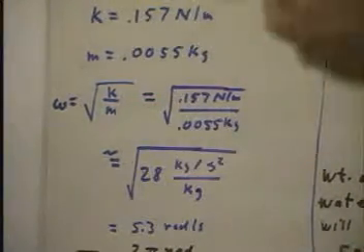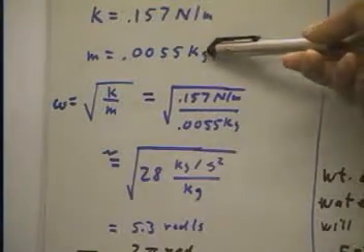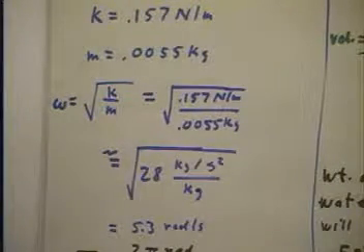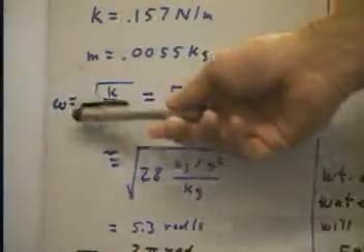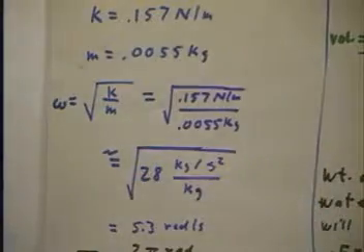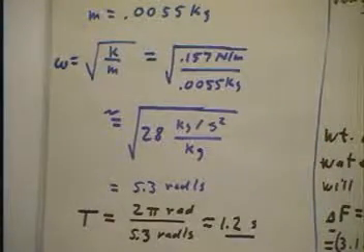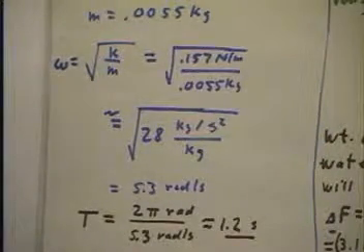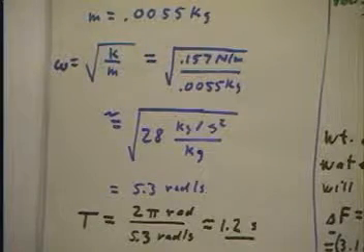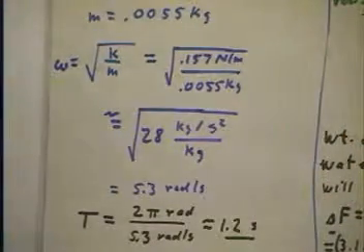Now, given that measured force constant and the mass of the dowel and the washer, which we determined to be 0.0055 kilograms, we were able to predict the angular frequency omega for the system. Square root of k over m came out to be 5.3 radians per second, which predicted a period of about 1.2 seconds. That's not what we measured. We measured a period closer to 0.7 seconds than to 1.2 seconds. So we missed it by a mile, or at least by half a second.